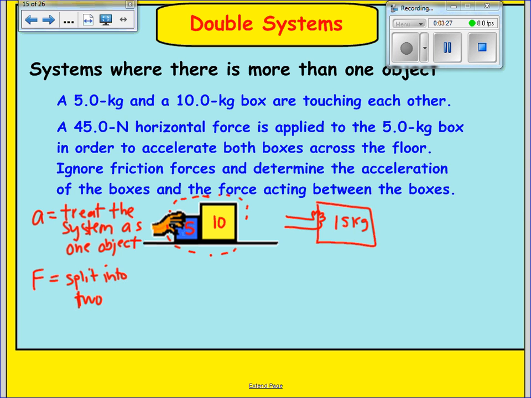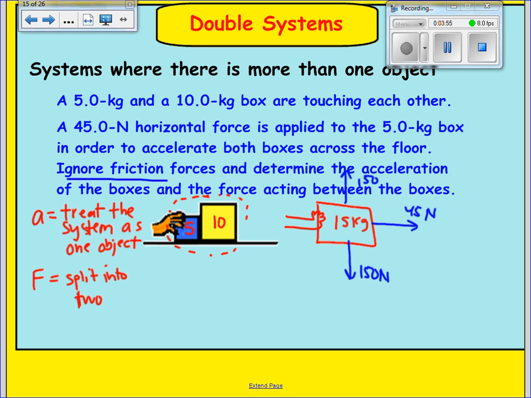We can do that. So if we draw a force diagram, we know that force gravity points down, and that's 150 newtons. We know force normal is going to point up, and that's also 150 newtons. And then we're told that the force applied is going to go to the right, and that's 45 newtons. And then that's it, because we don't have any friction in this problem, so we're ignoring friction. So we need to find the acceleration.